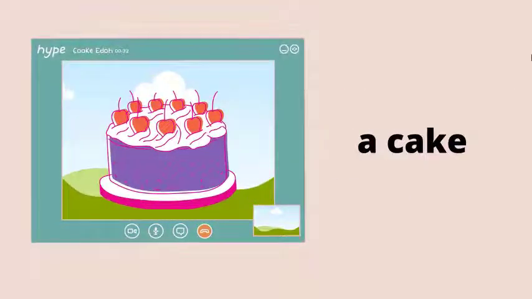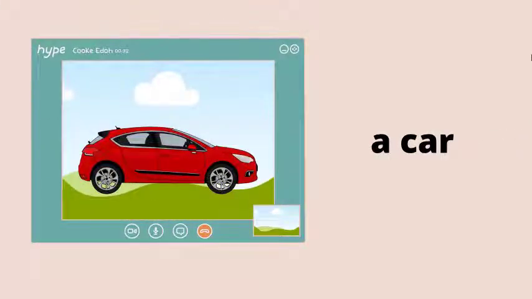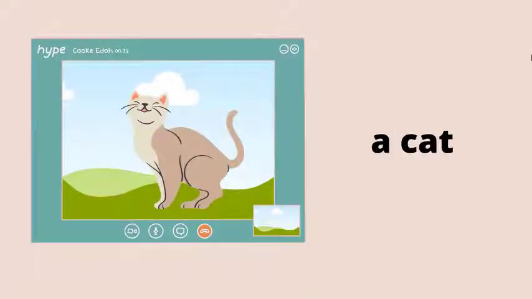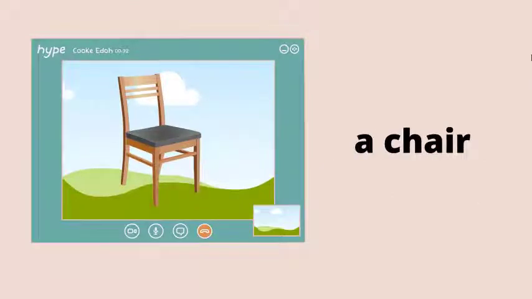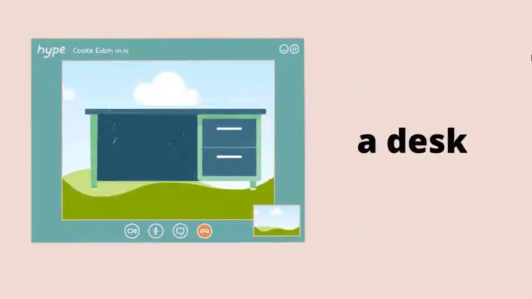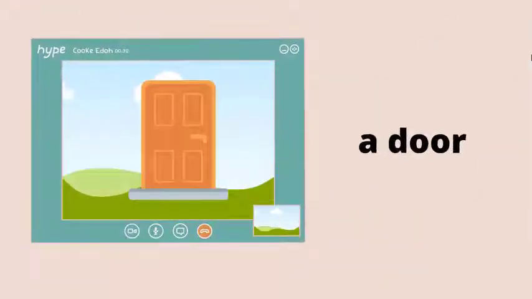Cake, a cake. Car, a car. Cat, a cat. Chair, a chair. Cup, a cup. Desk, a desk. Dog, a dog. Door, a door.